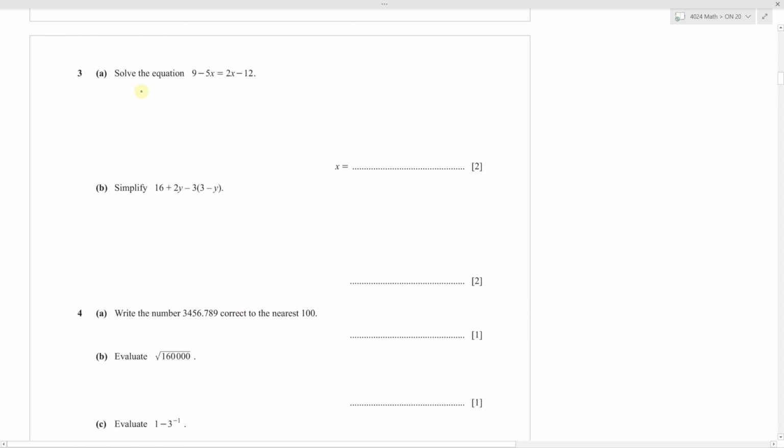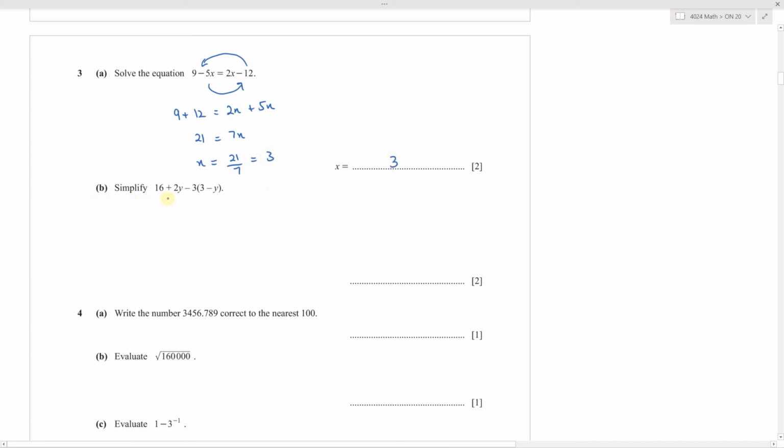Question number 3 is solve the equation 9 minus 5x equals to 2x minus 12. So I can take this 5x to the right side and bring this 12 to the left side. So this will become 9 plus 12 equals to 2x plus 5x. 9 plus 12 is 21 equals to 7x, and x will be, I'll take this 7 to the other side. So x will be equal to 21 divided by 7, which is 3. So your value of x is 3.